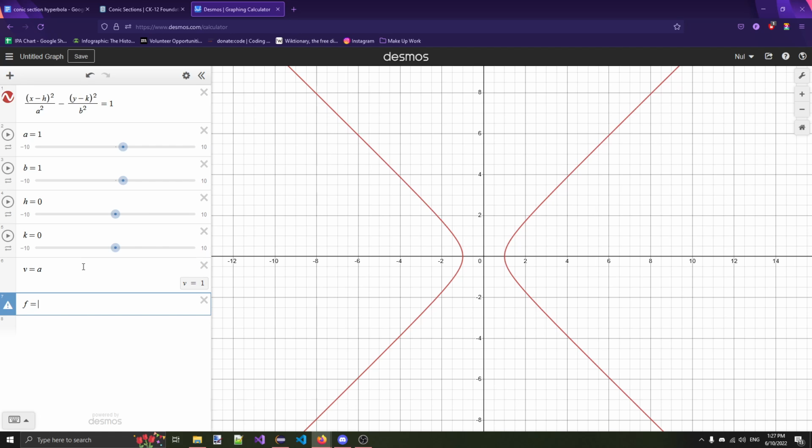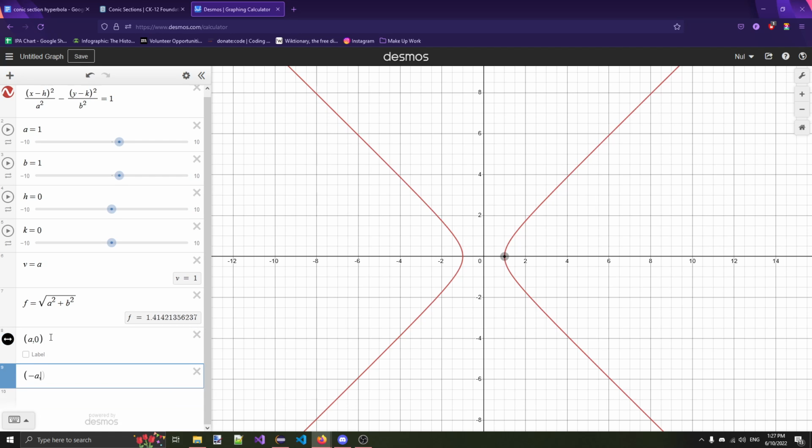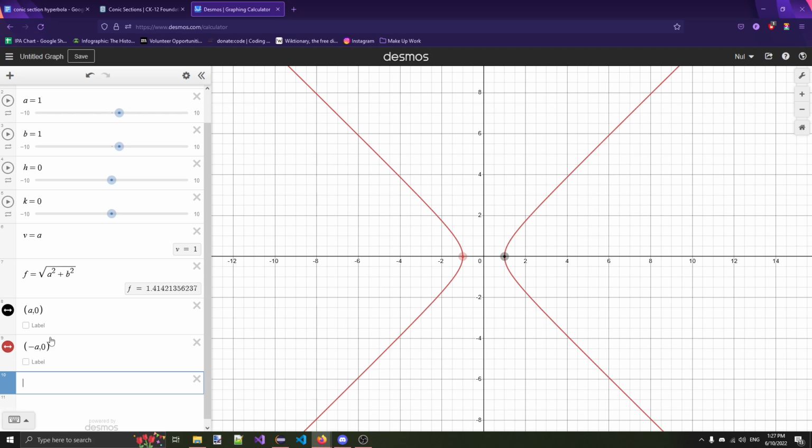So the foci equals c squared, so c squared is a squared plus b squared. But take the square root of that; I forgot to put the square root. So if we plot those... I don't know why I did a. That should be b.